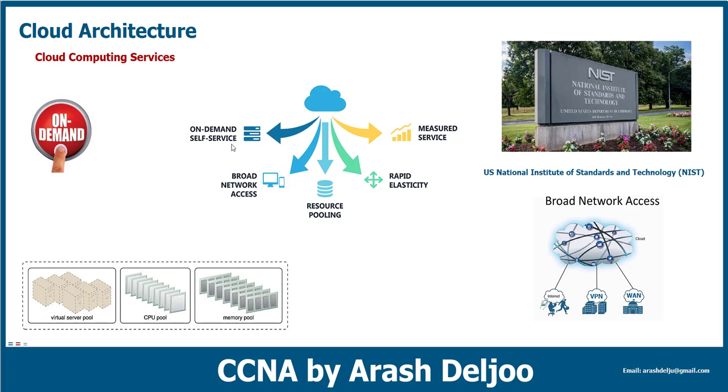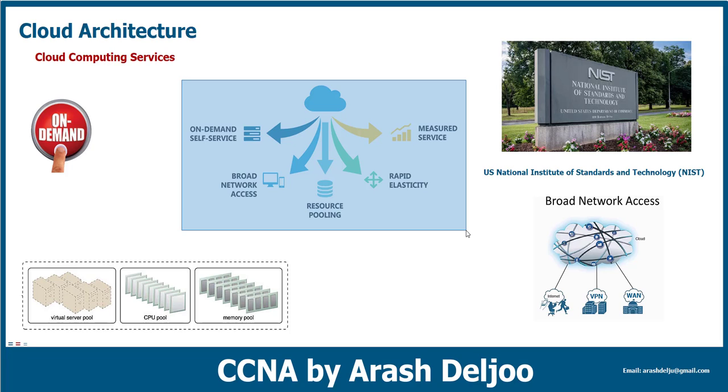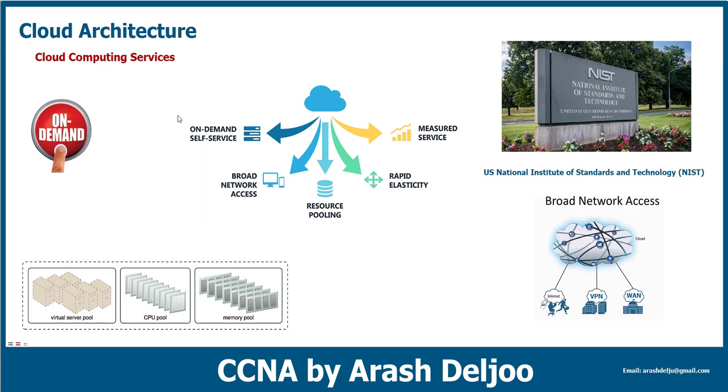The first attribute is on-demand self-service. Let me talk about that after reviewing all of the attributes. Then broad network access, then resource pooling, then rapid elasticity, and finally measured service. These 5 attributes are the attributes of the cloud. When you have a method for offering IT services that can provide these 5 attributes, that method is the cloud. Let me explain each of these attributes one by one. This is so important.